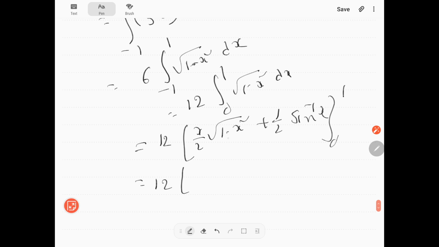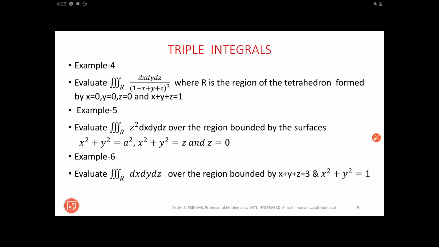If I substitute 1 here, because of this term, that becomes 0. If I substitute the lower limit, because of this term, this becomes 0. Therefore, contribution from this term is 0. And if I substitute the upper limit, sine inverse 1, that is pi by 2. And if I substitute the lower limit, sine inverse 0 is 0. If I simplify this, this is 3 pi. 4 goes in 12 3 times. This is 3 pi. So these are the problems how you can evaluate the triple integral.